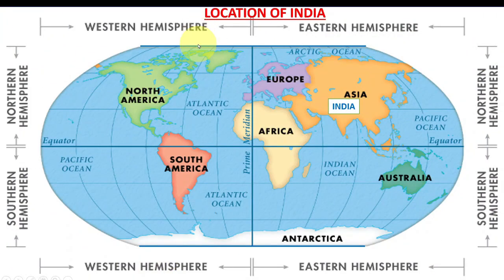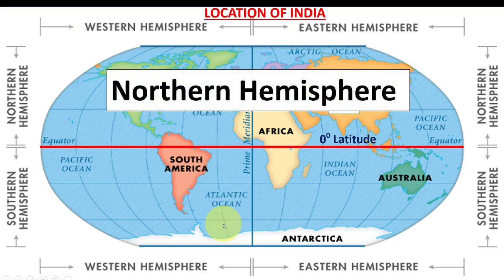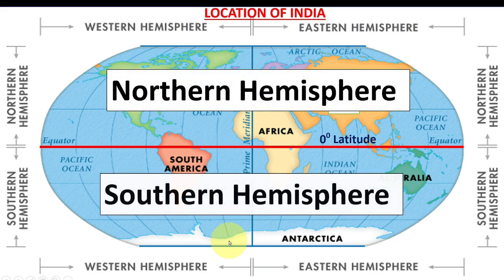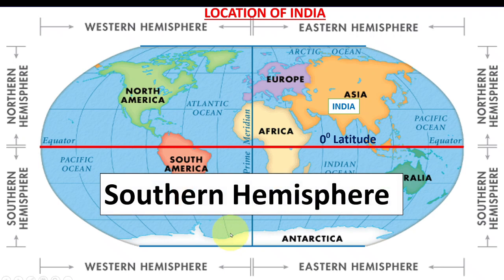Now see the location of India on the globe or on the world. First of all, 0 degree latitude. This is 0 degree latitude. It divides the world into two halves. North of the equator is called the northern hemisphere. South of the equator is called the southern hemisphere. So these are the two hemispheres.